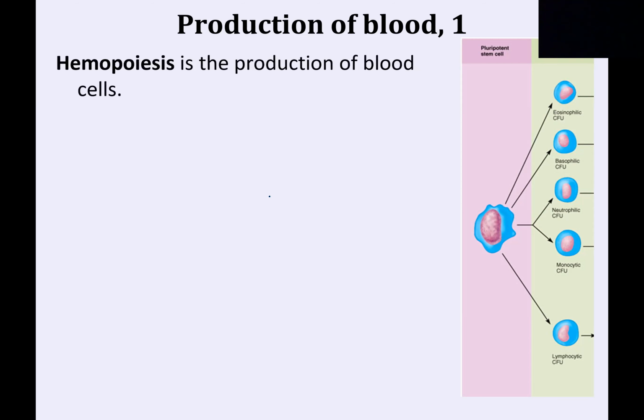Production of blood. Now, this is covered in about 4 areas in your book, and we're gonna cover it all together. So, hemopoiesis is the production of blood cells. We also see it spelled as hematopoiesis. That's the ending of it, E-I-S-I-S. Hematopoiesis. Production of blood cells.